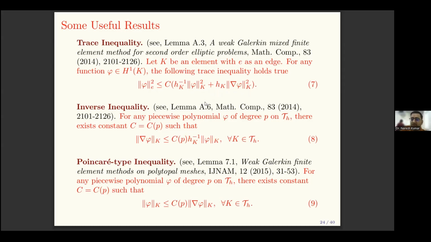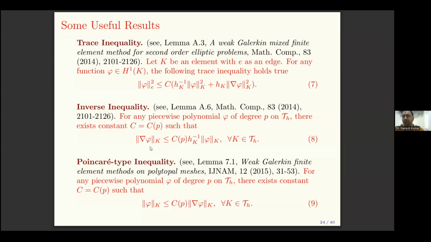But we have to manage this part. We multiply by h_K here and h_K inverse here. The derivation for the trace inequality you can see in any standard book. And this inverse inequality is also very important. Inverse inequality says how you can go from the gradient norm to the L2 norm.